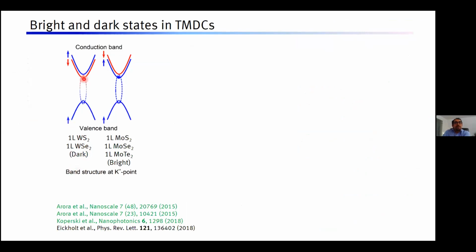So in tungsten-based compounds and also in molybdenum-based compounds, the conduction bands are split by a few tens of meV due to spin orbit splitting. Now, a transition is allowed in two-dimensional materials only if the spin of a hole in the valence band is the same as the spin in the conduction band. So now it turns out that in tungsten-based material, the lowest conduction band has an opposite spin than the top of the valence band. Therefore, the lowest energy exciton is dark.